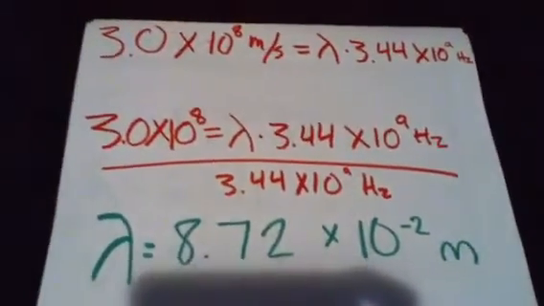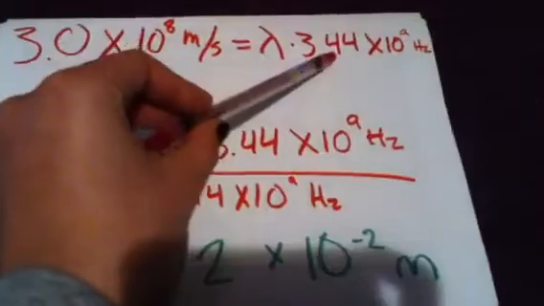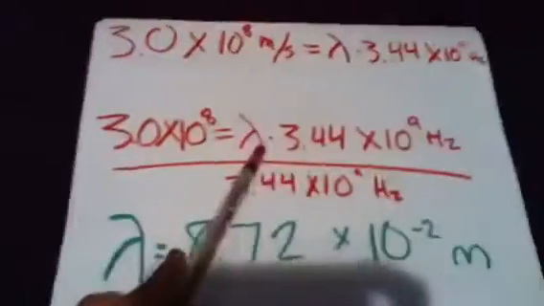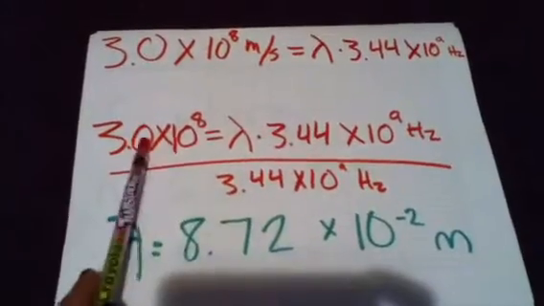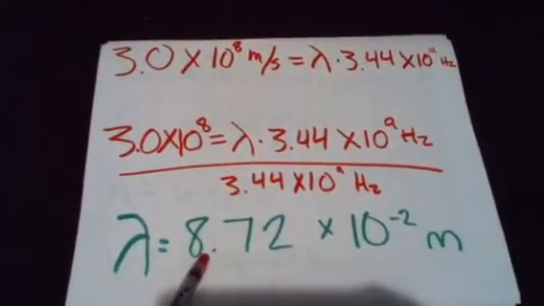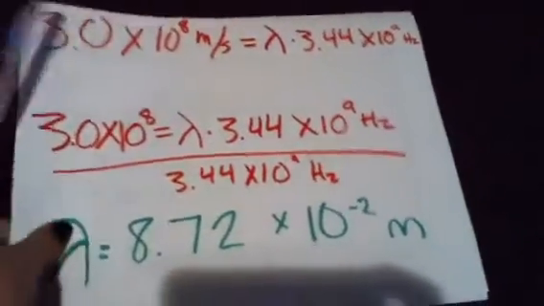To set this up, you put the speed of light over here, times the wavelength, times the frequency. Now, to get the wavelength by itself, you have to divide out each side by the frequency. When you do that, the wavelength equals 8.72 times 10 to the negative second.